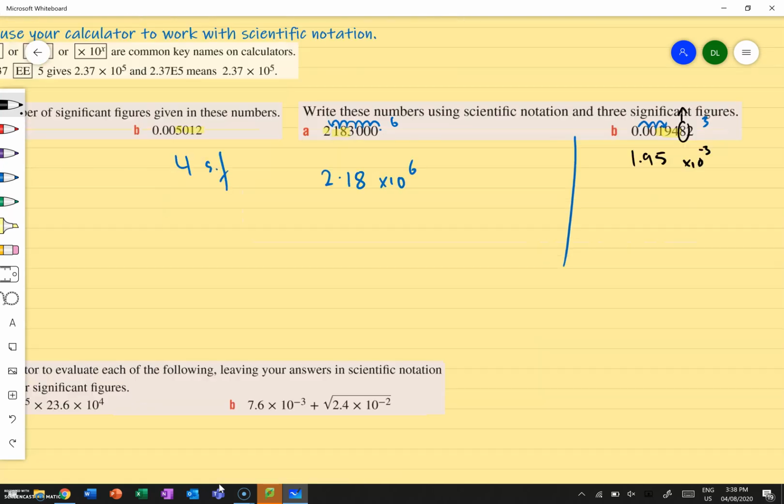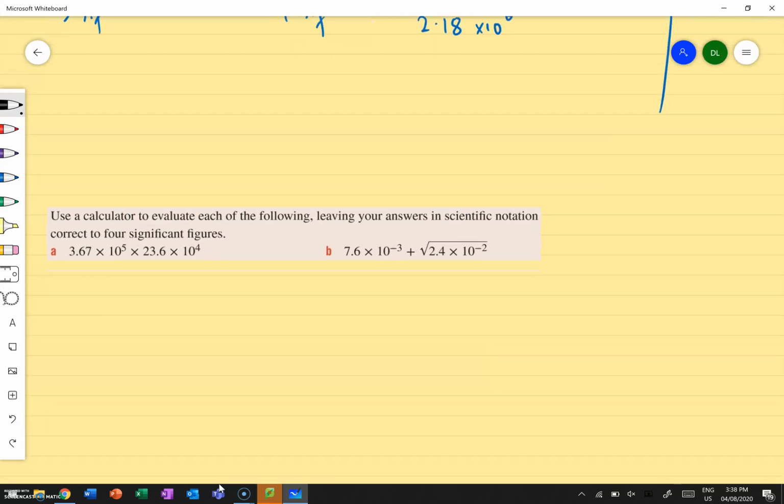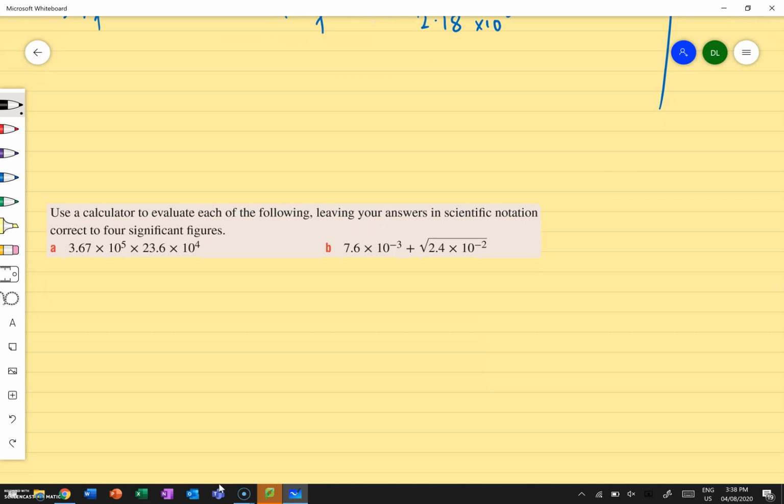Okay. Now let's go ahead and do this question over here. Use a calculator to evaluate each of the following, leaving your answers in scientific notation, correct to 4 significant figures. So when you put this in the calculator, you've got to make sure you know how to use the scientific notation button. Find the button that lets you enter the scientific notation, and I believe this is a mode. So if you hit mode, and I think it's either 8 or 9, it'll show you significant figures. And then once you've done that, I want you to see if you get the same answer.